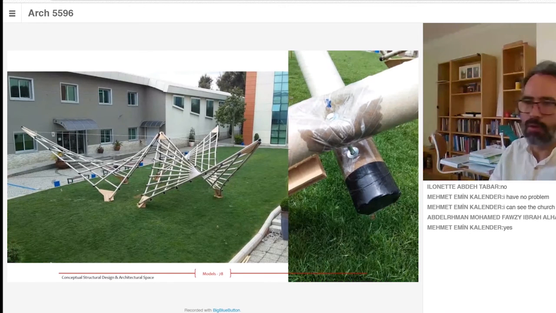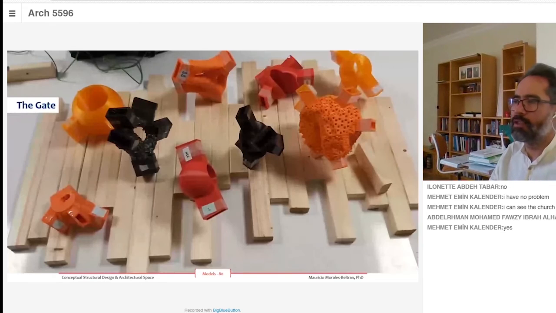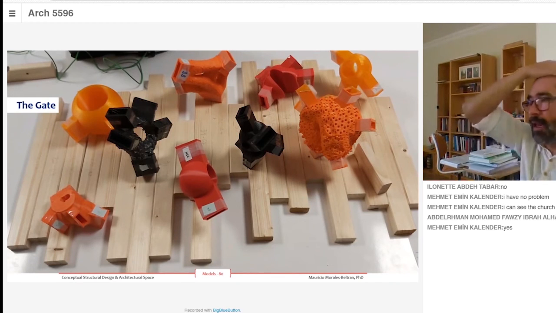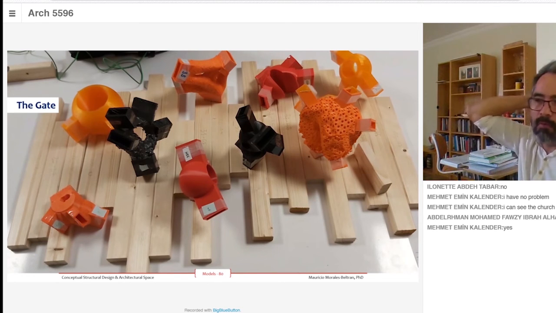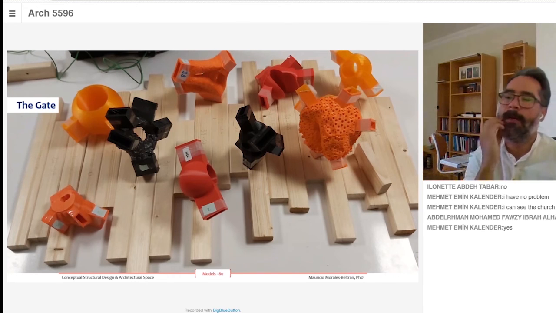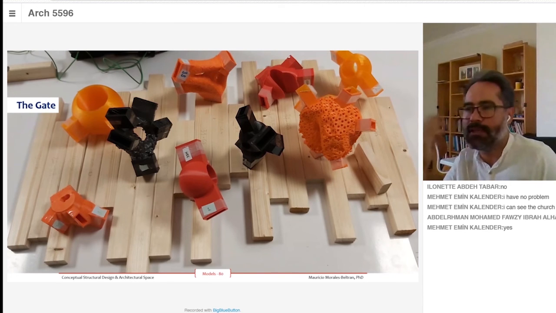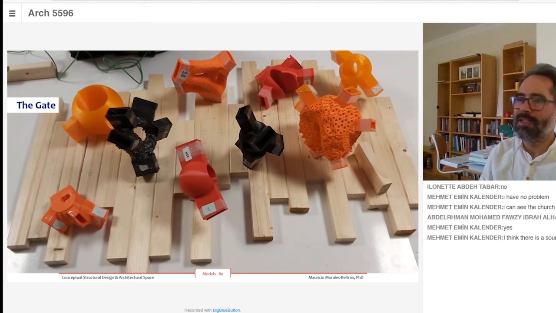The last part, which I'm definitely going to finish with this one, is the gate, which was an exercise again in the same spirit, building something at larger scale. In this case, the excuse was to make an urban intervention, an urban furniture, and the idea was to make a hybrid artifact in which we combine digital fabrication and traditional construction using these buttons.